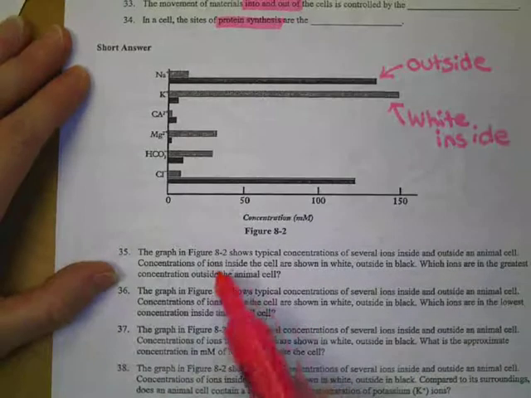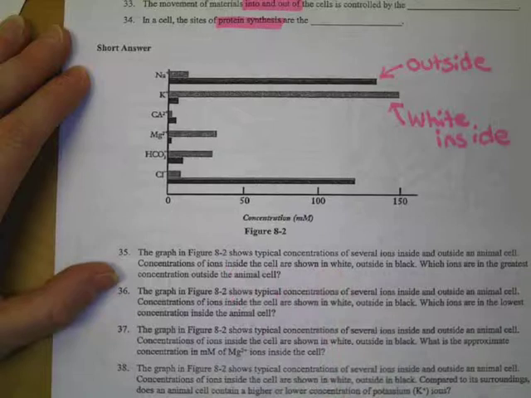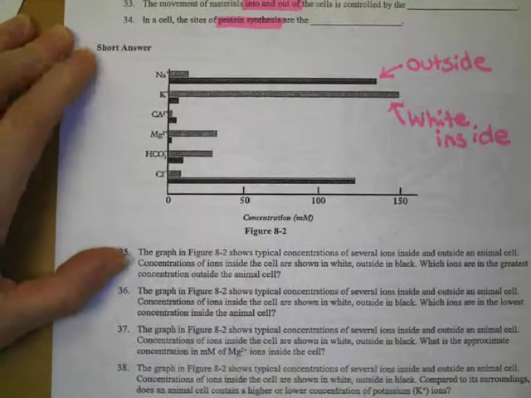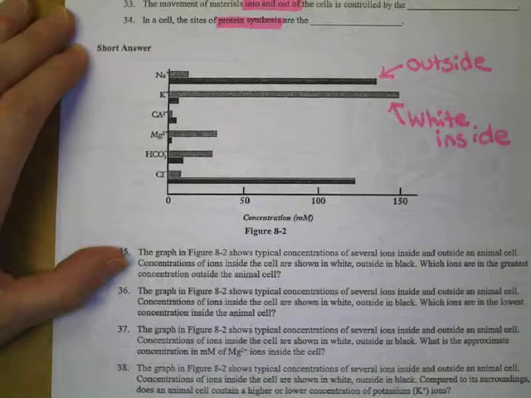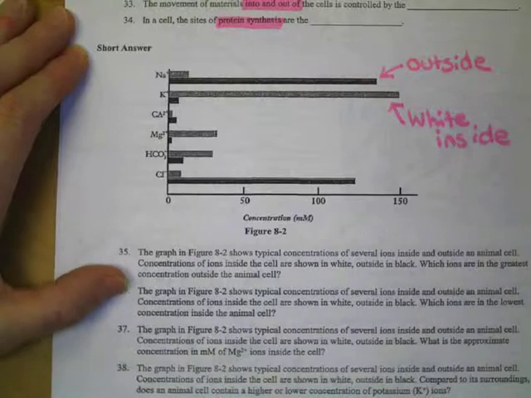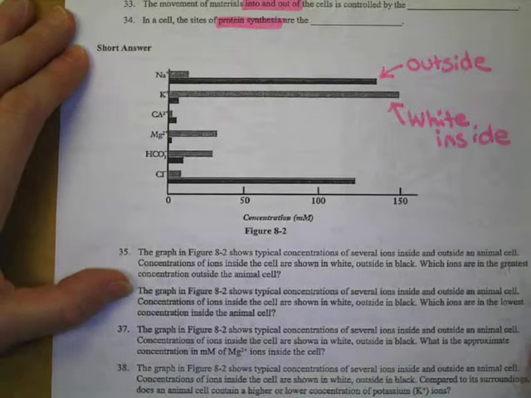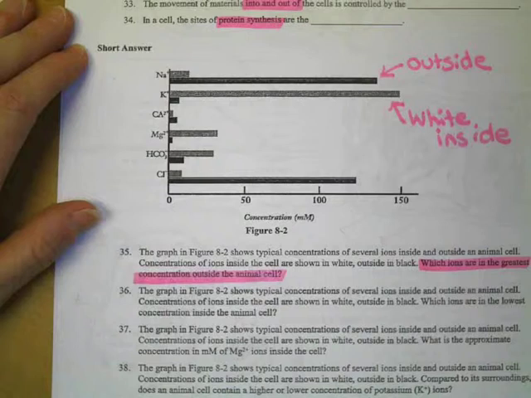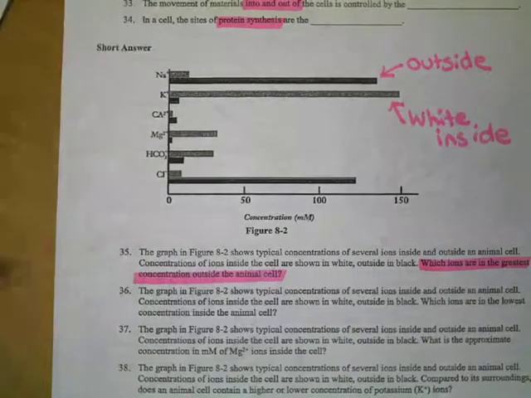So it says the figure 8.2 shows typical concentrations of several ions inside and outside an animal cell. Concentrations on inside are shown in white. Remember, that's this one. Concentrations outside are shown in black. That's that one. Which ions are the greatest concentrations outside of the animal cell? Okay. Which ones are higher on the outside?